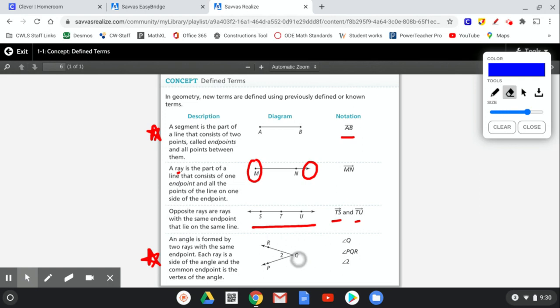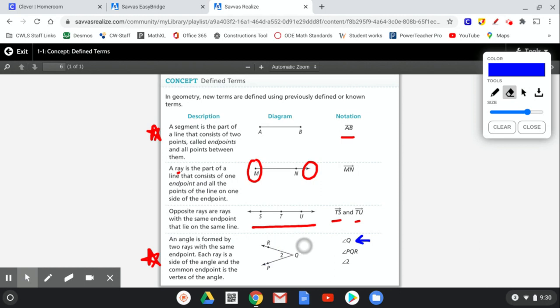Now, like I said, Q is our vertex, so we can name it as angle Q. That's our first way to name it, with the vertex. However, you've got to think about this. If I extend this line and now I have Q there, I could be talking about this angle or this angle, okay? So you can only use naming by the vertex if there's only one angle shown. If there's more than one angle shown, you can't use it, all right?